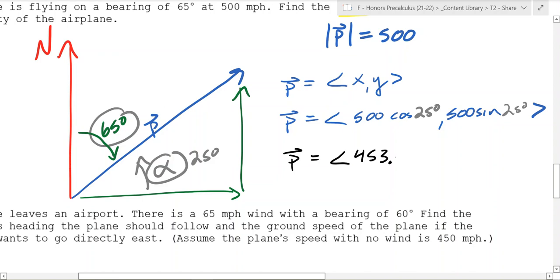right there. Now, that's not a nice trig value from the unit circle. So this tells us that the vector is going to be 453.134, comma, 211.309. Now, those are numbers you would get using your calculator, plugging these in, making sure you're in degree mode.